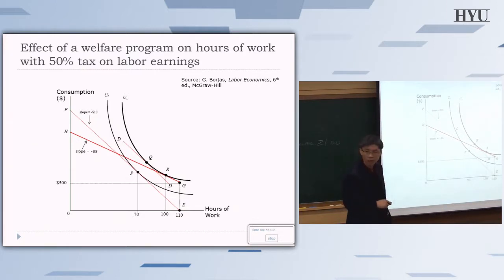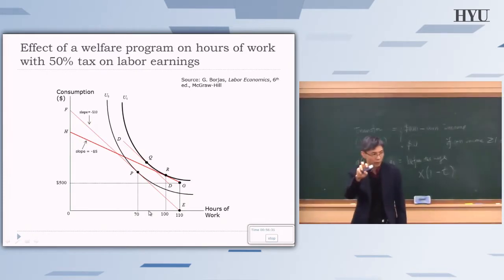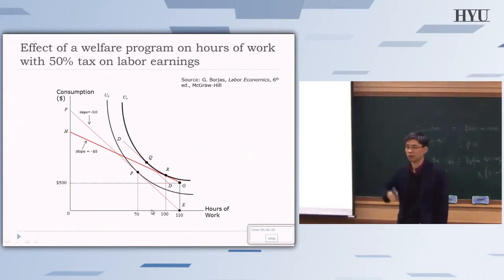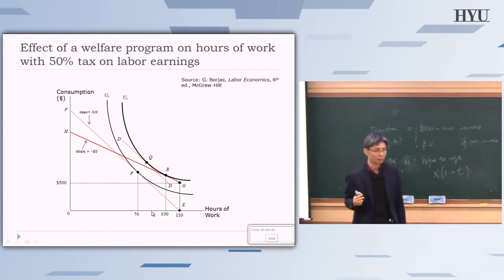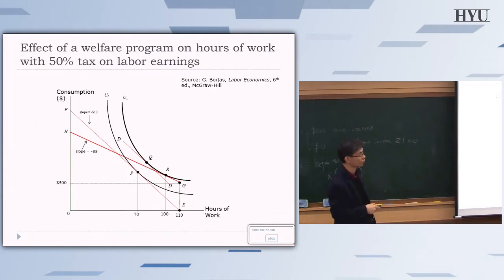So labor supply decreases. This is different from the change in the wage rate, right? We learned that in that case, income and substitution effects have opposite directions. In this case, same direction: increase of leisure or reduction of hours of work. What's happening? What's the source of change? What's the source of substitution effect? Q to R.